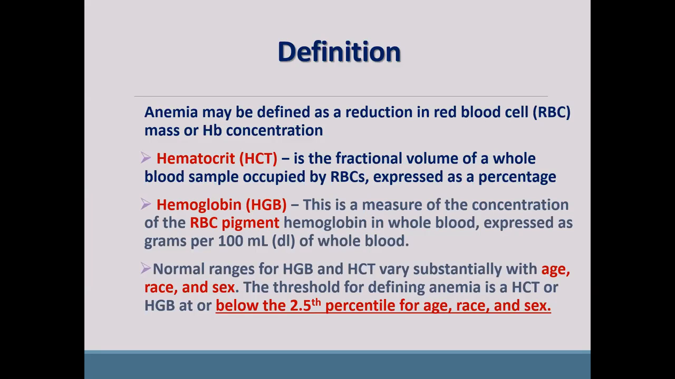Hemoglobin is the measure of concentration of RBC pigment, hemoglobin, in whole blood. It is expressed as grams per 100 ml of whole blood. Normal ranges for both hematocrit and hemoglobin vary with age, race, and gender. The threshold for defining anemia is when hematocrit or hemoglobin is at or below the 2.5th percentile for age, race, and sex.